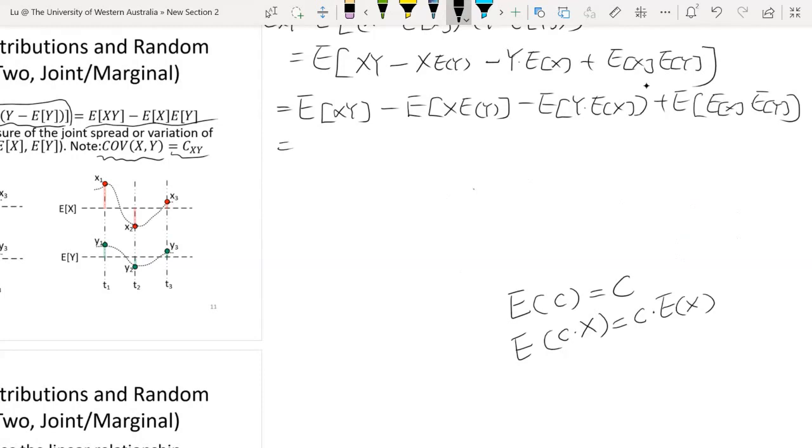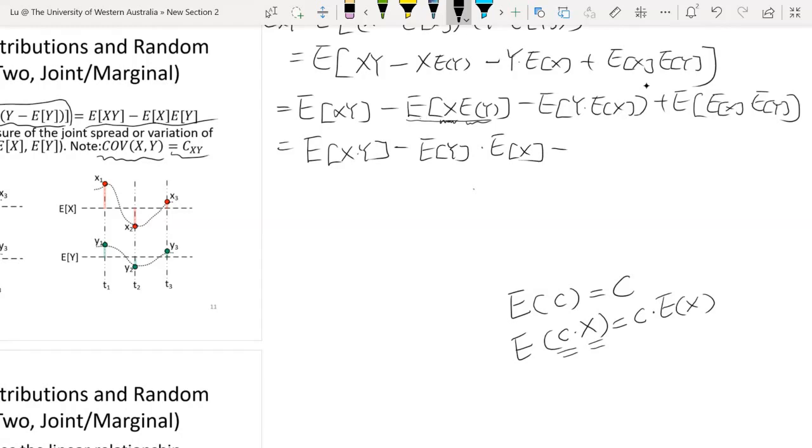First term doesn't change. It is the expectation of x and y. We can't simplify this one further. But the second term is equal to the expectation of the random variable x multiplied by the mean of y. We have mentioned the mean of y must be a constant, and the expectation of a constant times a random variable is equal to this constant times the expectation of the random variable. So we can move the EY out because this is a constant. Then we have only X left in the expectation operation.